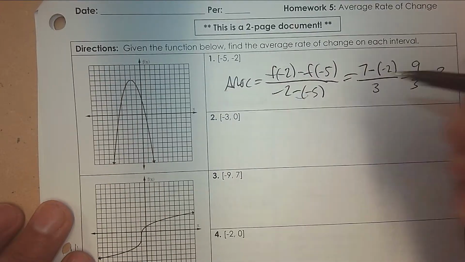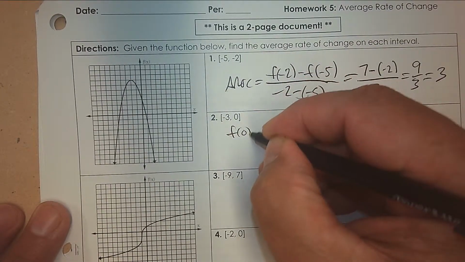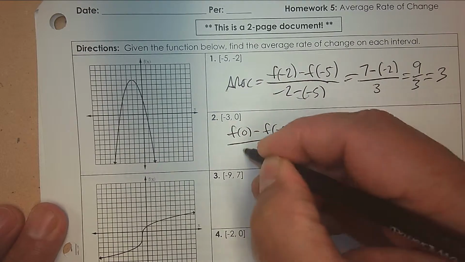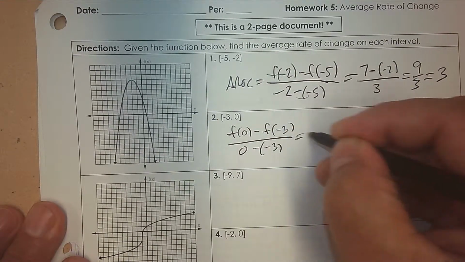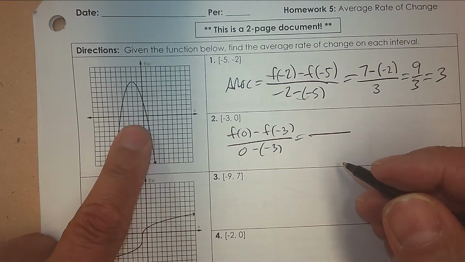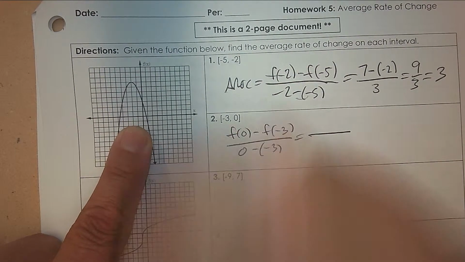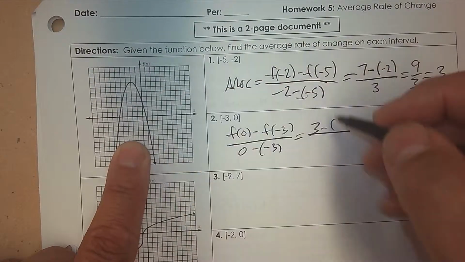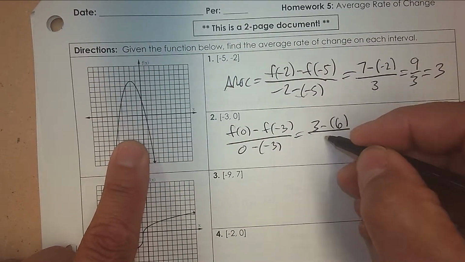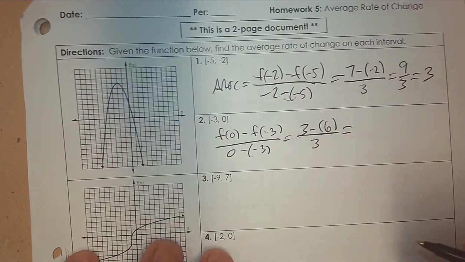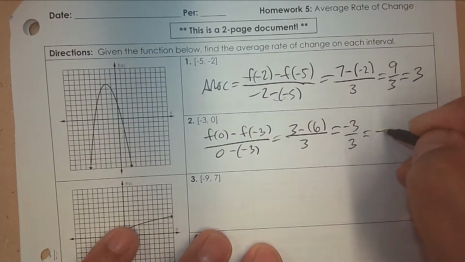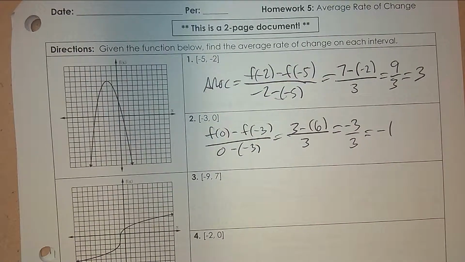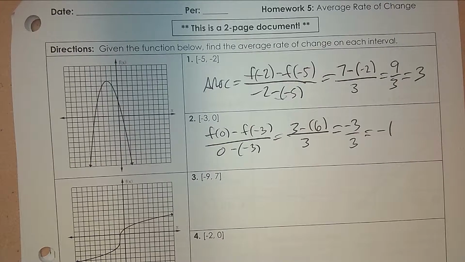Same graph. So what's the setup? F at 0, subtract F at negative 3 over 0, subtract negative 3. So at 0, you can see the answer is 3. At negative 3, you can see the answer is 6. And then the bottom is just positive 3 when you subtract the negative. So that's negative 3 over positive 3. So on average, it's losing 1, so it's decreasing from negative 3 to 0 on average.